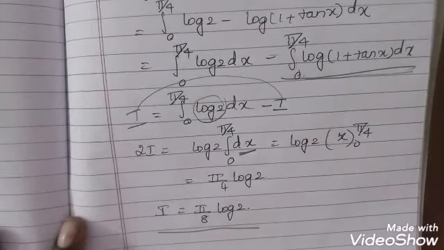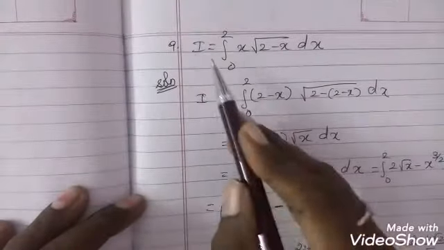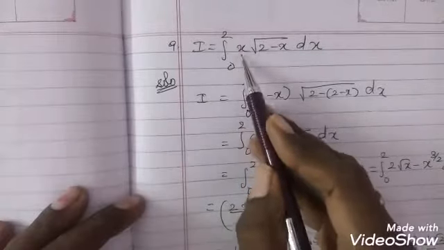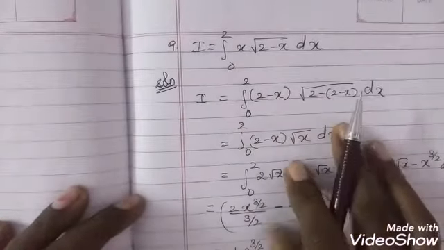Yes. Okay, the ninth question. I is equal to integral over 0 to 2 of x into root of 2 minus x dx.